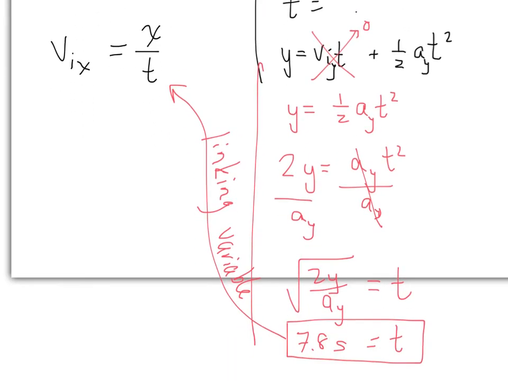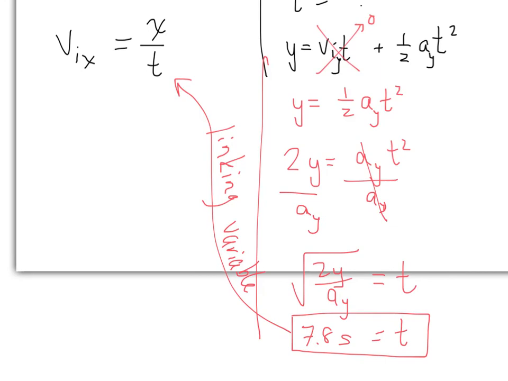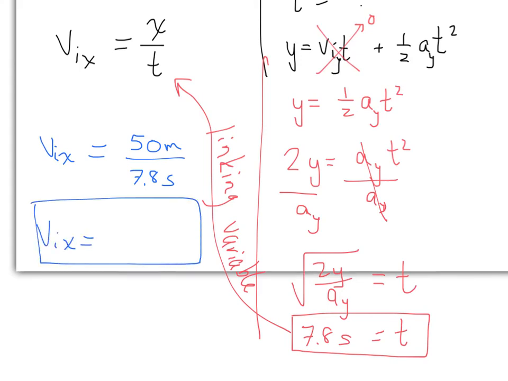So let's go ahead. x was 50 meters. That's how far Tom Cruise was able to move horizontally after he ran off the bridge. And it took him 7.8 seconds to hit the water. So we can determine the velocity he needed to do that by dividing those two quantities. 50 over 7.8 gives us 6.4 meters per second.